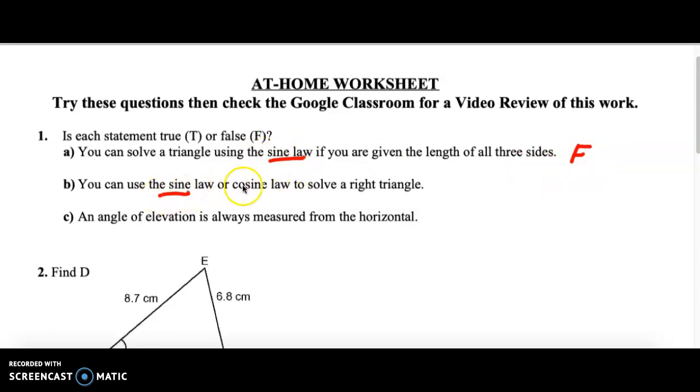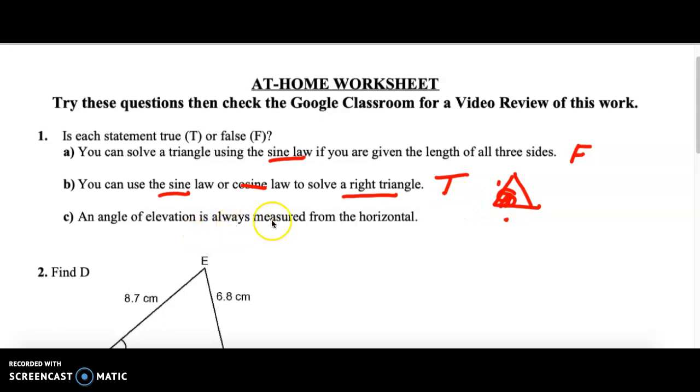You can use sine law or cosine law to solve a right triangle. Yes, you can. Remember that a right triangle looks like this, and this is just 90, so that's an angle. If I have three things and one of them is an angle, I can solve things using cosine law or sine law on a right angle triangle.